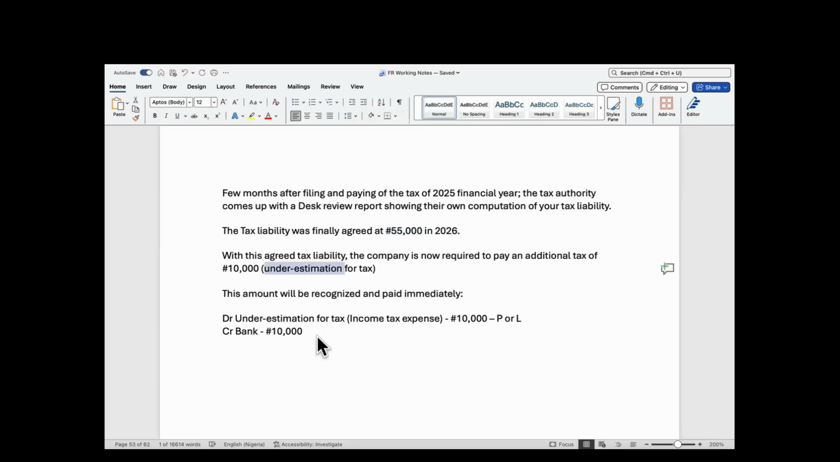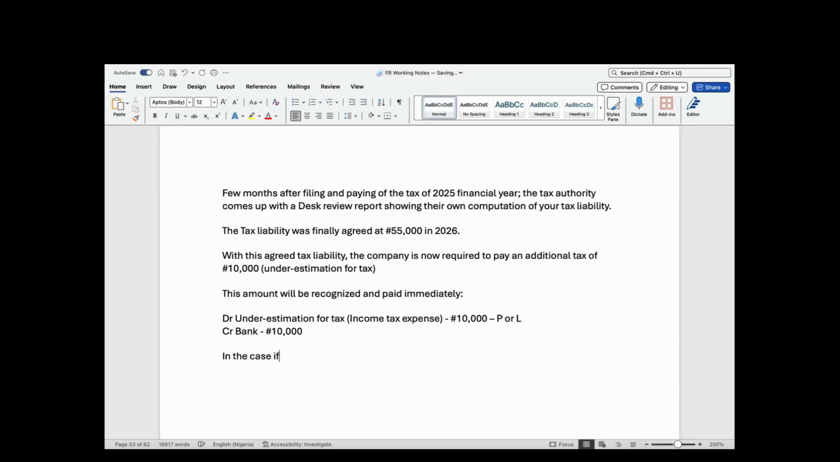So I don't even expect them to come up with overestimation. If they do, it's the reverse of this, right? It will be a credit. You credit overestimation for tax instead of debiting it. I would not say debit bank because they will not give you your money. You would rather debit a current tax asset. The law says that they should give you, you can use it to offset future taxes. So usually you would debit a current tax asset in the case of overestimation. So let me just note it for you.